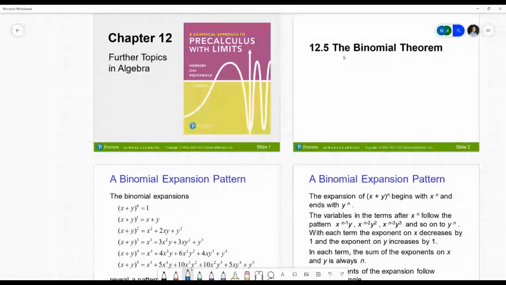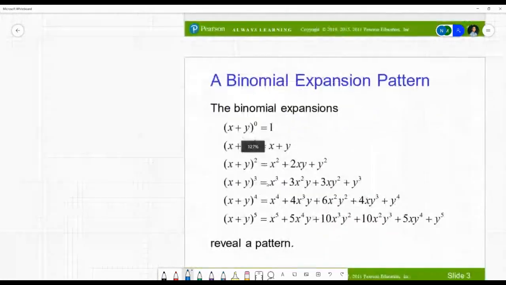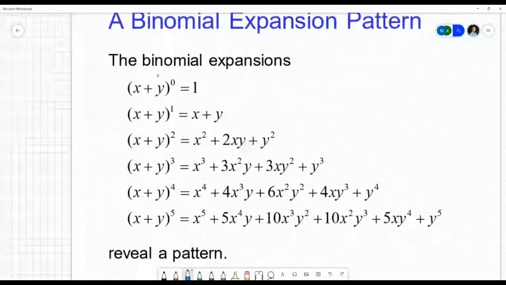So the binomial theorem is basically a binomial expansion. Let's see what binomial means. Binomial means that it is two terms. So here we have an example of an x and a y. If you have it raised to the 0 power, it's just going to equal 1, and that's true for any values other than 0. So x plus y to the first power here is just x plus y.